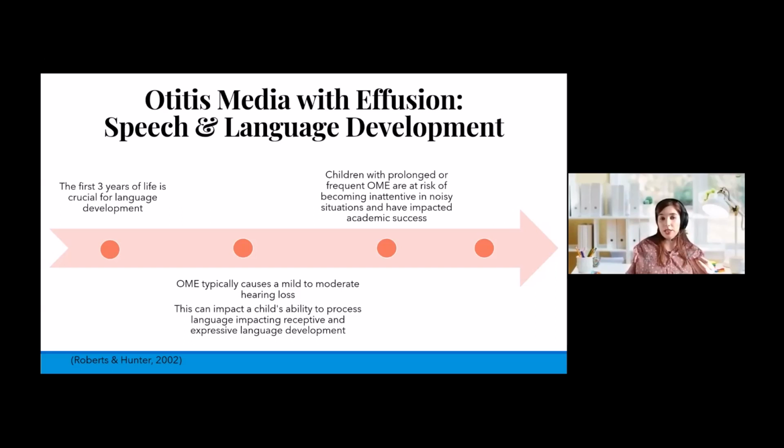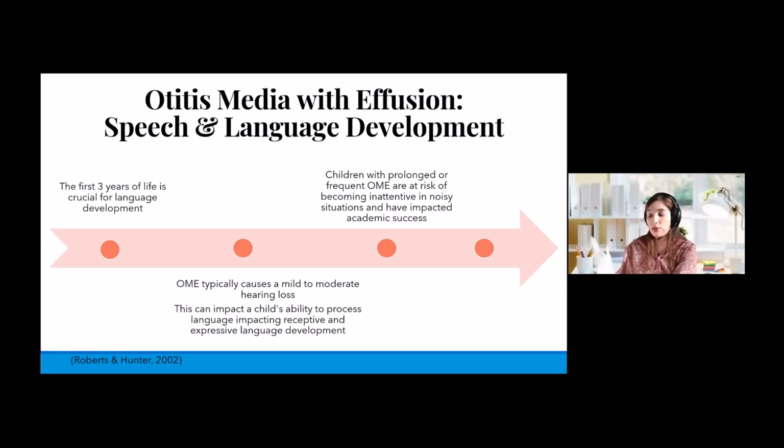I suppose otitis media impacts speech and language development in a few different ways. So first of all, it causes a temporary hearing loss. So it usually results in mild to moderate hearing loss, and then this impacts how sound is transmitted through that auditory pathway, particularly in the middle ear. And then when the child experiences a hearing loss, they can have difficulty hearing sounds, processing sounds, and then that impacts language development.